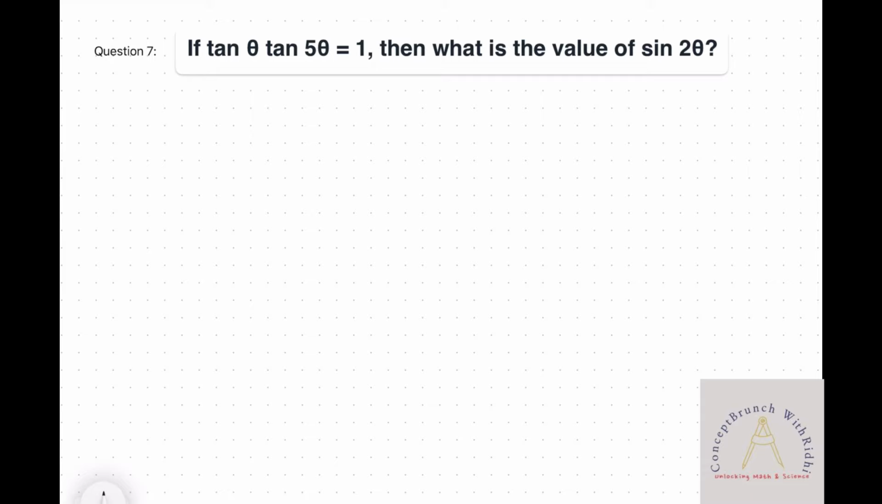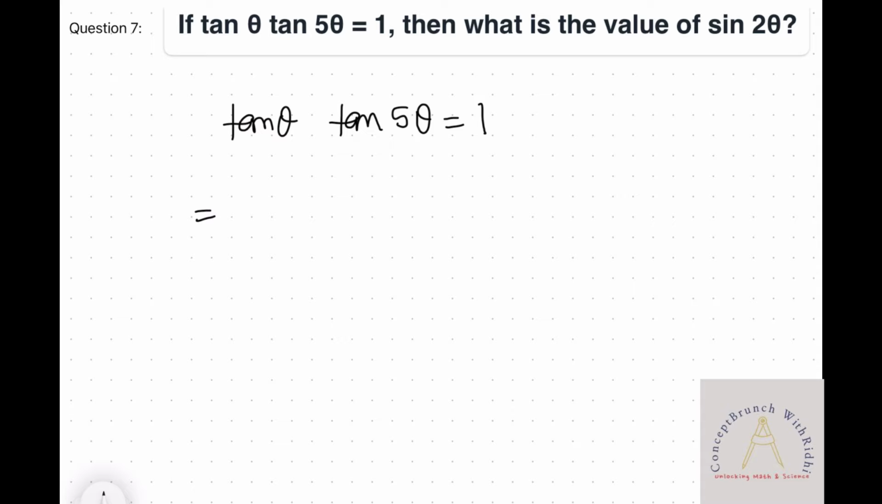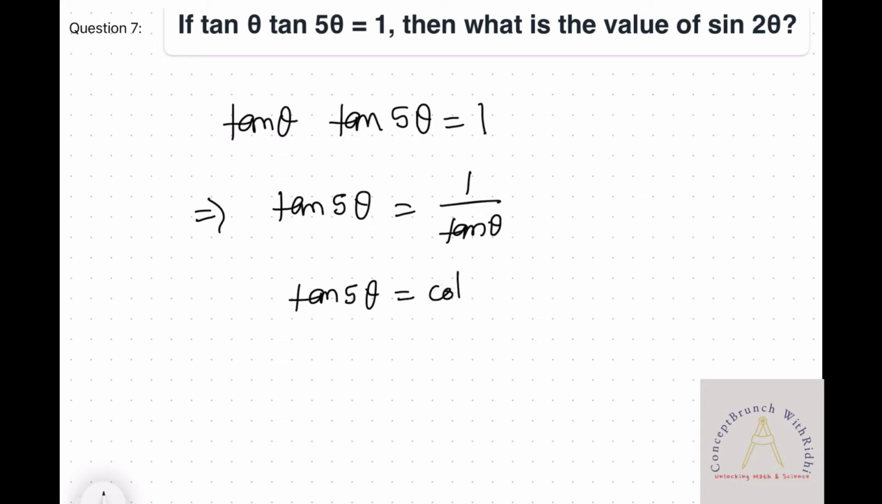So what is given for us? Sine theta times tan 5 theta equals 1. Okay, so from here, can we write like this? Tan 5 theta equals 1 over tan theta, correct? 1 over tan theta we can write as cot theta, correct? And cot theta we can write as tan of 90 minus theta, correct? It's a complementary angle. I'll discuss later.